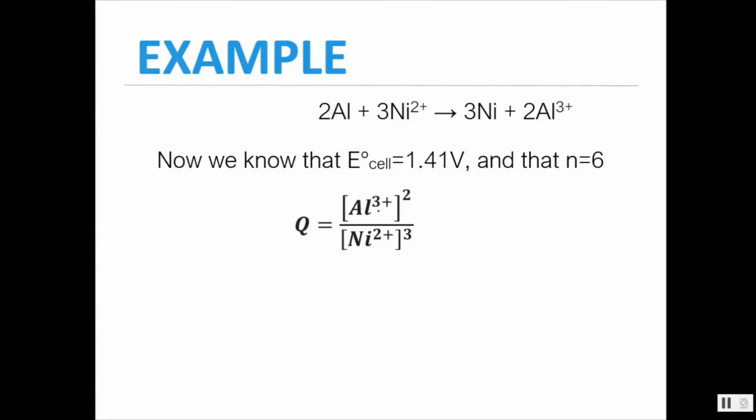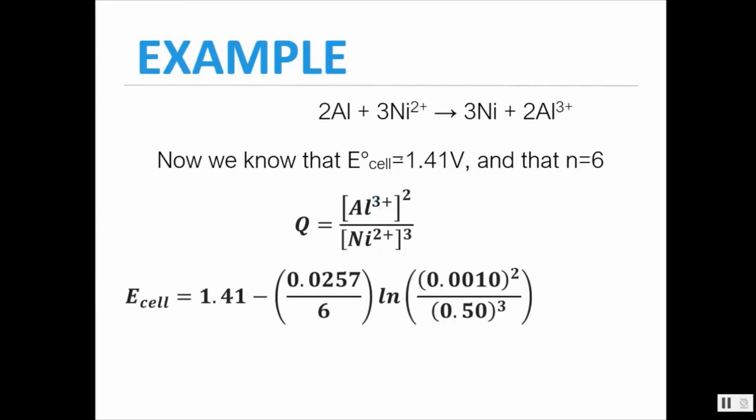And we determined again that Q was products over reactants, and then we raised those to the stoichiometric coefficients. Plugging it all in, our E cell minus that RT over F, which is equal to 0.0257. We divide that by N, which in this case is 6, and then we take the natural log of our aluminum concentration squared divided by the nickel concentration cubed. That gets us 1.41 minus 0.00428 times the natural log of 8 times 10 to the minus 6.